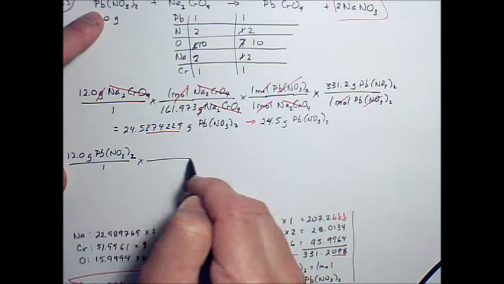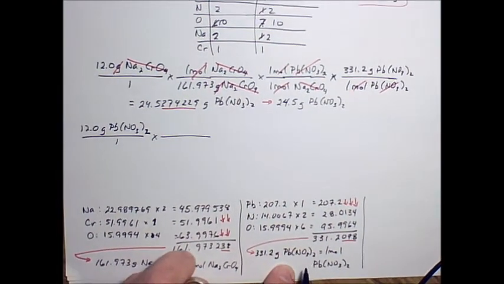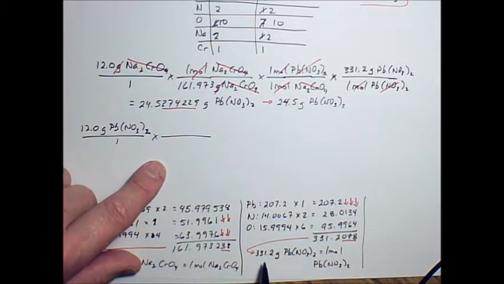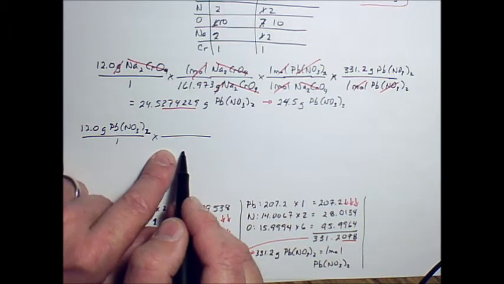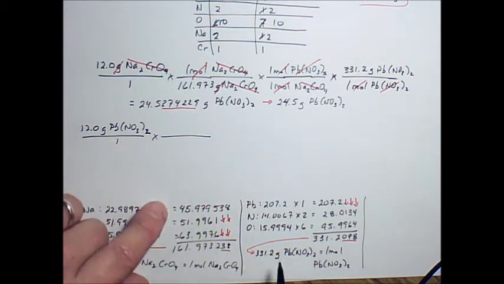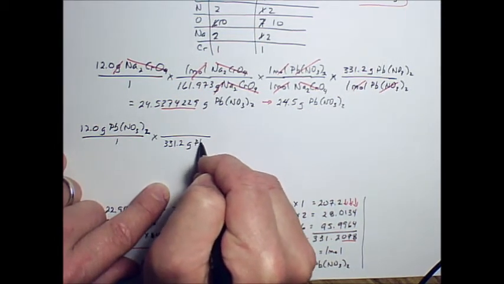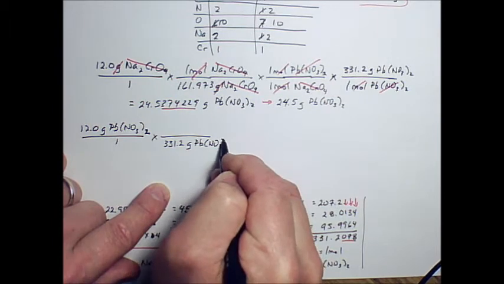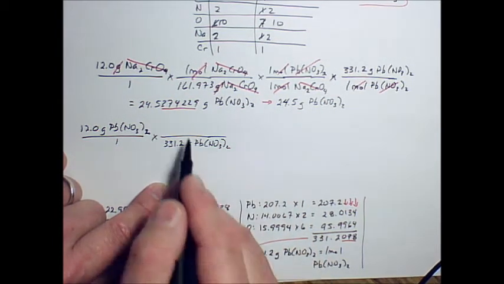All right, now I already have the molar mass. I've already done it down here. I don't have to calculate it again. I can just use those numbers. Again, grams of lead nitrate need to go on the bottom here because it matches grams of lead nitrate over here. And the other side of the equality statement down here goes on the top.